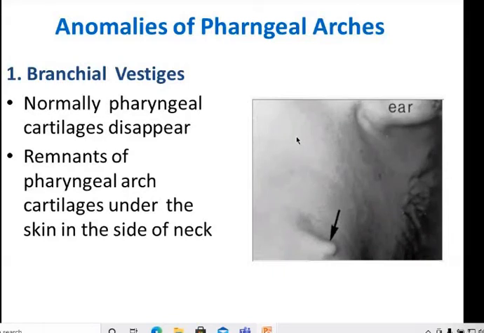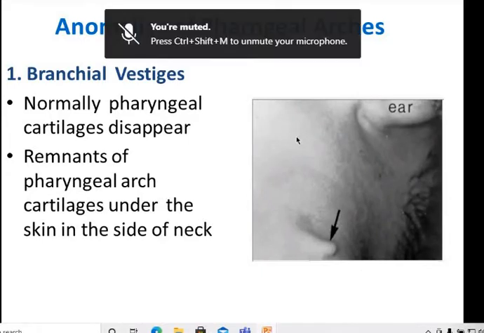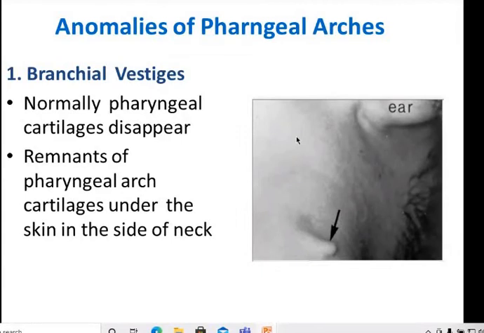Now coming to the anomalies of the pharyngeal arches. So what are the different anomalies? The branchial vestiges. So what are branchial vestiges? Normally, as I said, the pharyngeal cartilage also disappears. But when a remnant of these pharyngeal arch cartilages appears under the skin at the side of the neck, it is known as the branchial vestiges. Normally it has to disappear, but if it remains, it will give rise to the branchial vestiges.